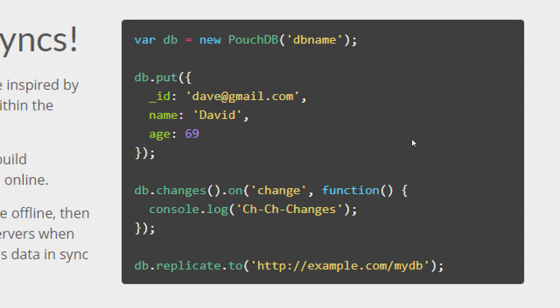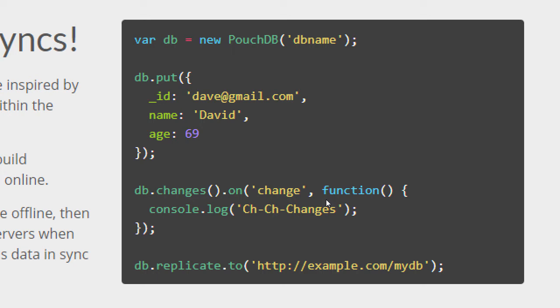We have other methods here to keep track of any changes. Has something changed in the database? Has something changed in a particular document or record? Well, we can keep track of changes and listen for events. On the event of a change, do something else like run a function. And then even though it looks super simple here, and it can be in theory, we have a way to replicate the data or store it on a server in the cloud. db.replicate to my server.